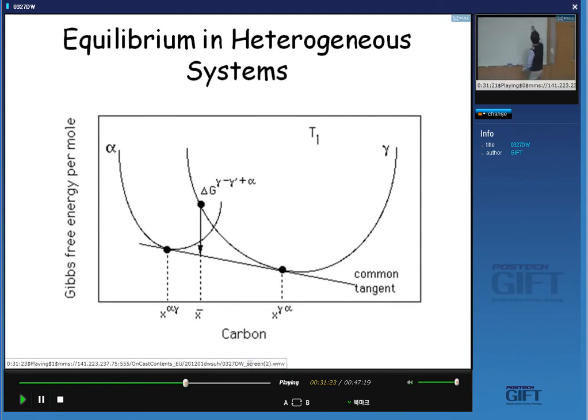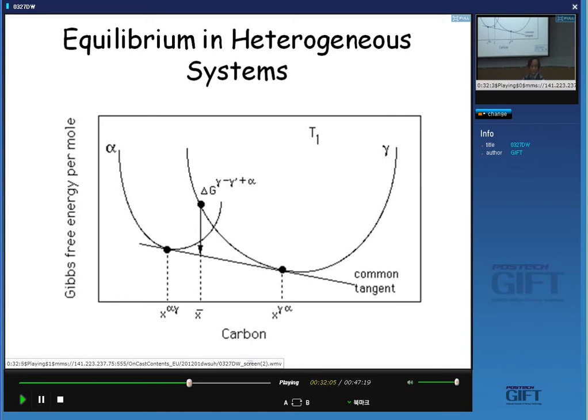So here is a very familiar system, iron-carbon, the base system of ferrous alloys. At very high temperatures, of course below the solidification temperature, there's only one phase, which is called austenite, right? So let's decrease the temperature. As we decrease the temperature, another phase will form, right? Let's say that is the ferrite, alpha.